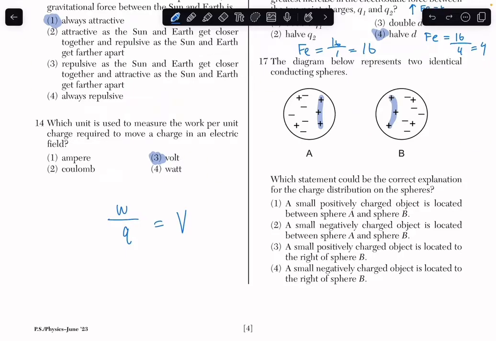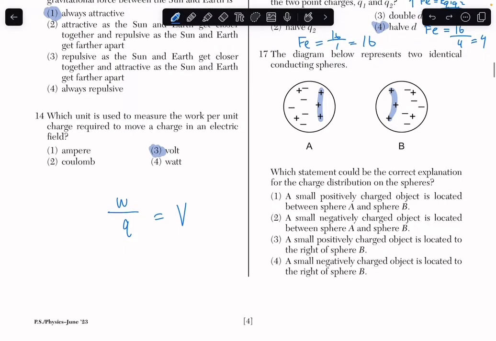So if there was nothing in between here, this wouldn't make sense, because the two positives over here, positive in A and positive in B, they're both going towards each other. That's not right. So a negative has to be in between for that. And that would also explain why the negatives over here are kind of like running away, right? So that means the choice would be 2.